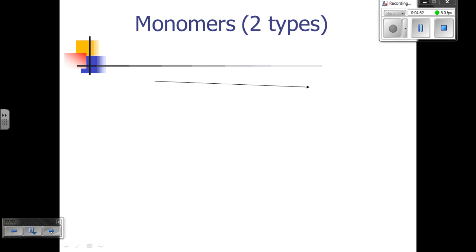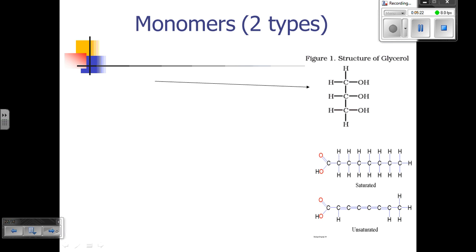So when we talk about the structure of lipids, there are two types of monomers. The first type of monomer that you have is called a glycerol. The reason it's called a glycerol is because it has these 3 OH groups on the right-hand side of the molecule. These are going to be important for dehydration synthesis, but they also characterize this molecule as a type of alcohol. So your glycerol molecule is depicted here.